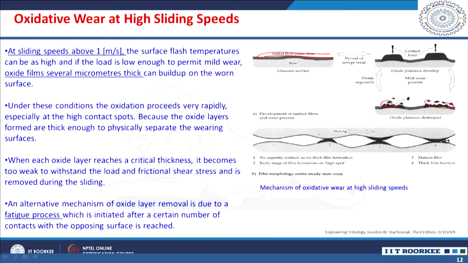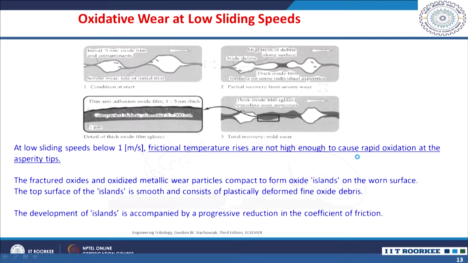So, you can see there are no asperity contacts first of all, and then asperity contacts leading to high hot spots, and then this material is removed. With increasing speeds you have a difference in the oxidative wear, right. An alternative mechanism can also be understood, where the material is removed due to a high fatigue process, which is initiated after a certain number of contacts with the opposing surface is reached.